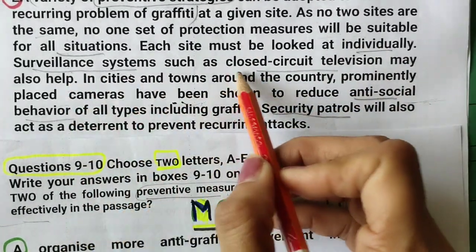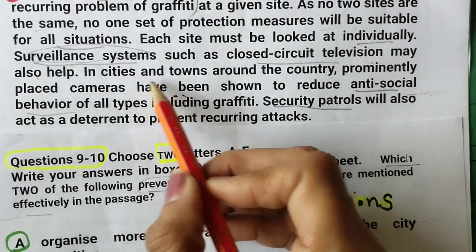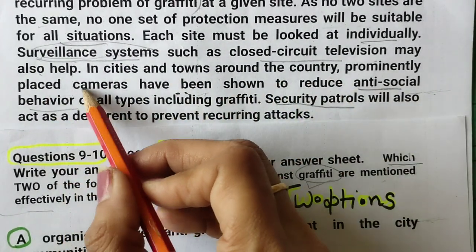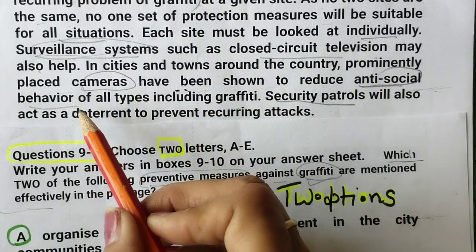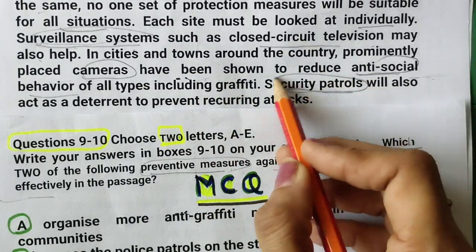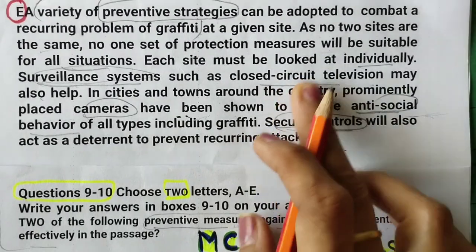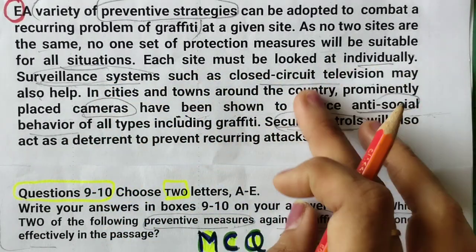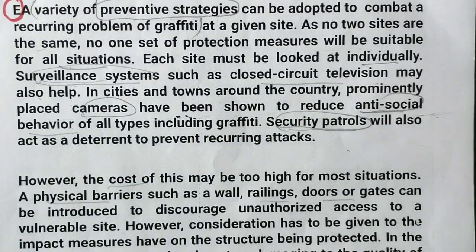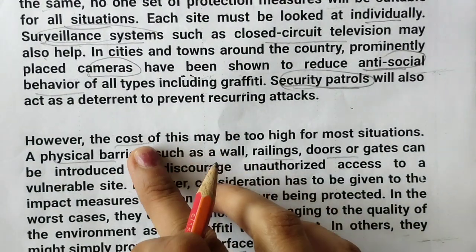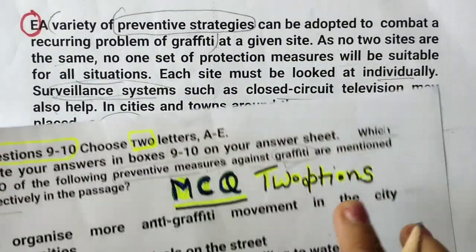Surveillance systems such as closed circuit television may also help. It means they are talking about this. In cities and towns around the country, cameras have been shown to reduce anti-social behavior of all types. Security patrols will also act as deterrent to prevent recurring attacks. So they have given cameras, surveillance system, television and all, and security patrol. Patrol means police kind of thing they are talking about. However, in the next paragraph they are talking about cost, but we are looking for what can be done to stop graffiti.